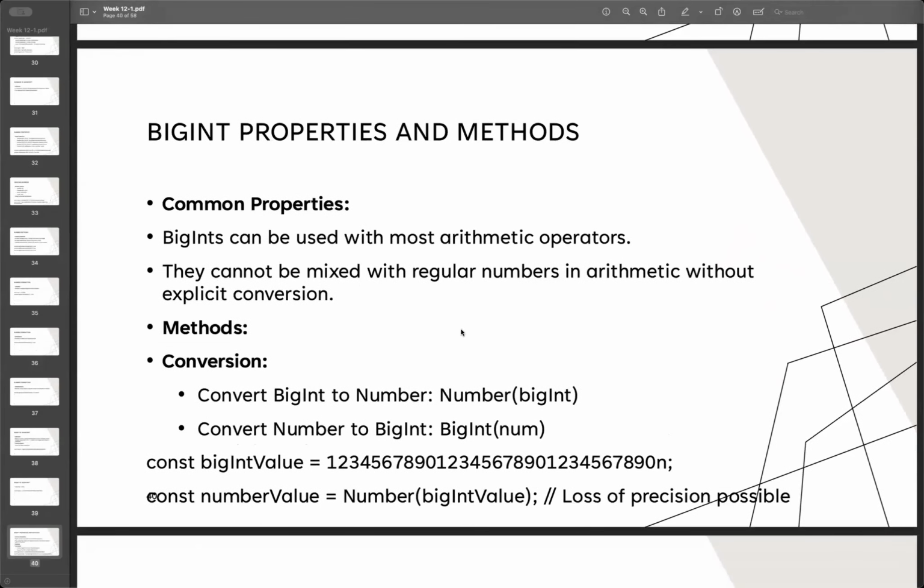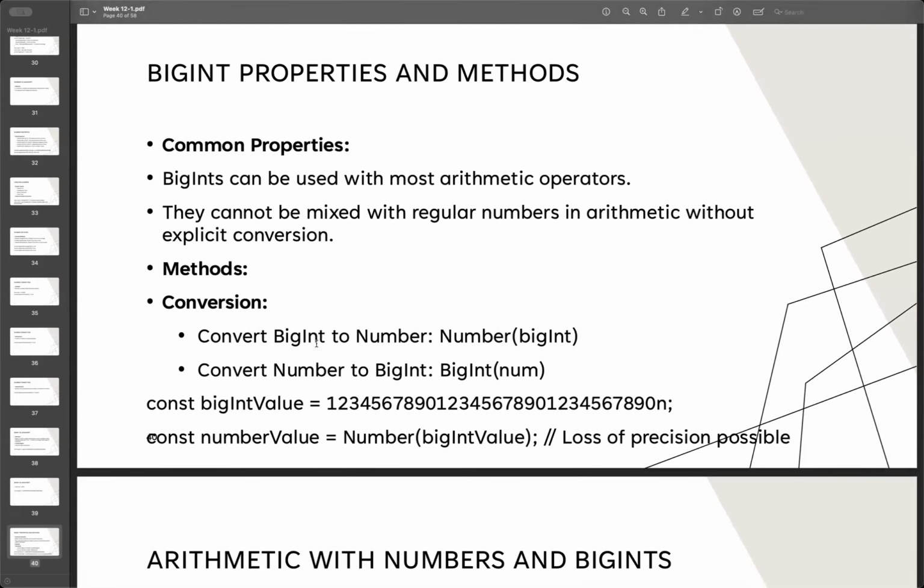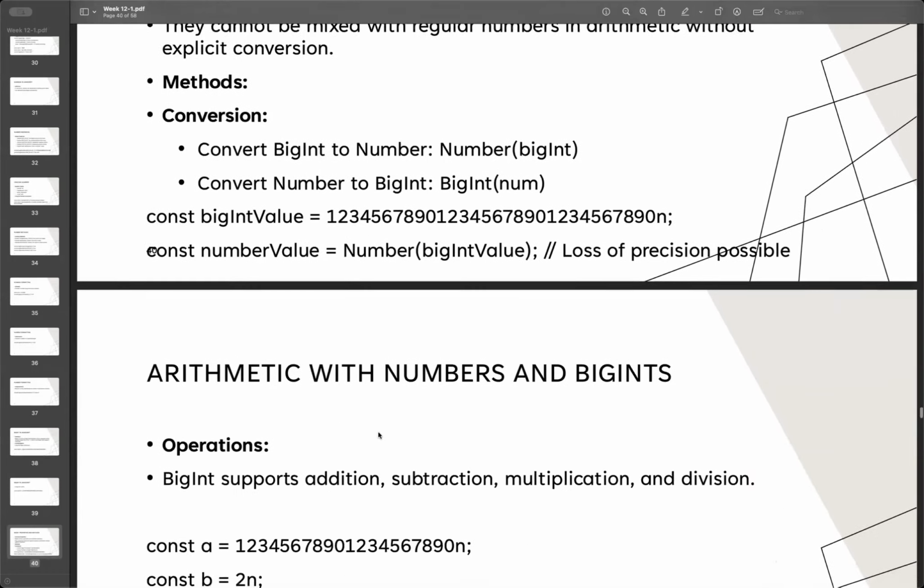And for BigInt, there are some common properties. We can use most of the arithmetic operators, but they cannot mix with regular numbers without explicit conversions, just remember. If you need to convert it, you can use Number and put the BigInt in, but if it's really large, we'll lose some values. And also if we convert the number to BigInt, that will be better, especially when we need to calculate. Maybe adding a BigInt with a number, then we need to convert the number to BigInt so you can add them together. Otherwise we will lose some precision.